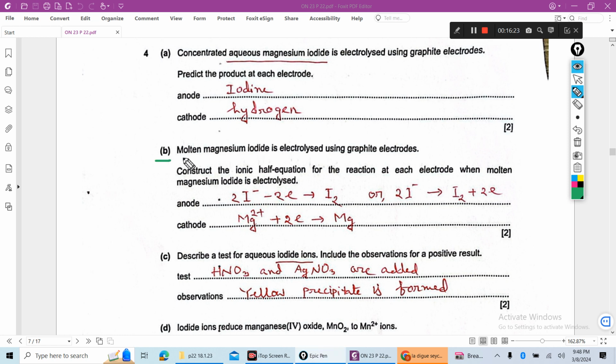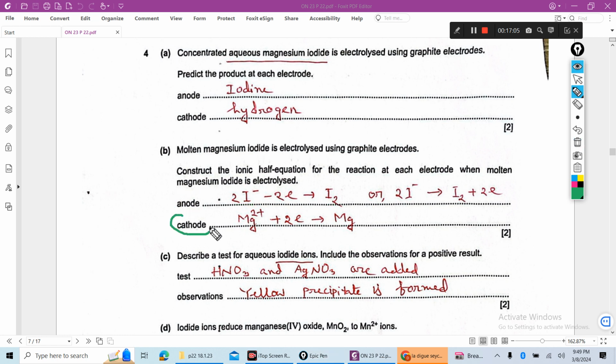Now molten magnesium iodide is electrolyzed using graphite electrodes. Construct the ionic half equation for the reaction at each electrode, I mean at the cathode and at the anode, when molten magnesium iodide is electrolyzed. At the anode, iodide ions lose electrons to form iodine. Or you can write the electrons on the right side with a plus, same thing.